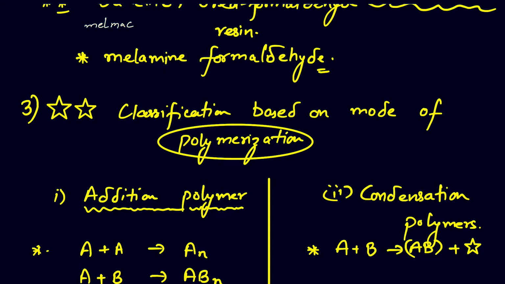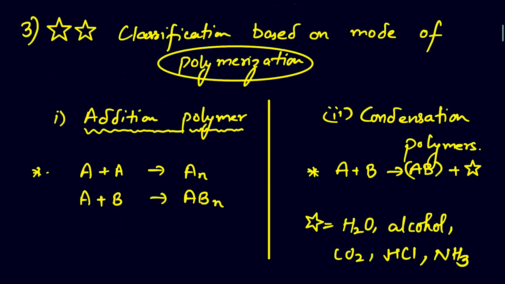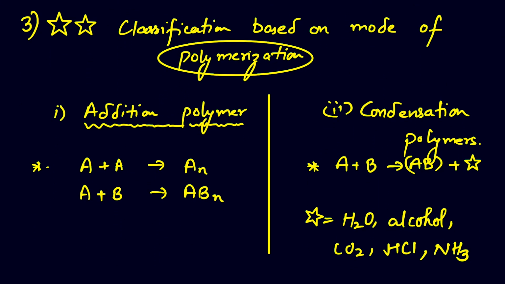Now let's classify the polymers on the mode of their polymerization. Based on the mode of polymerization, we can have addition polymers and condensation polymers, or addition polymerization and condensation polymerization. In addition polymerization, the polymer is formed by addition of monomers, and in condensation polymerization it is again formed by addition of monomers but with the elimination of some small molecules.